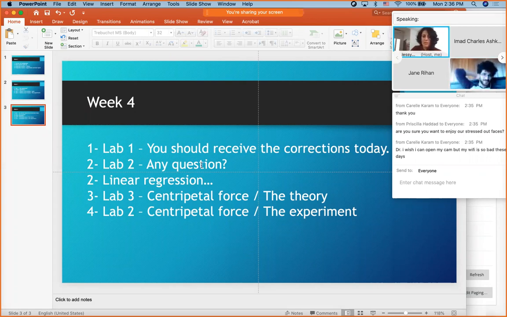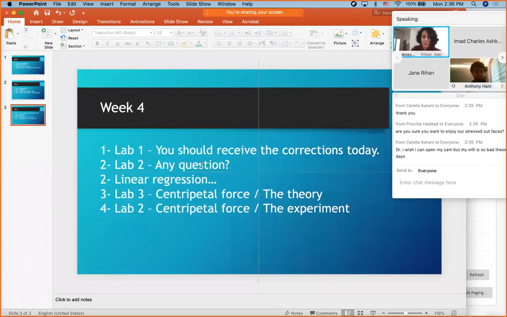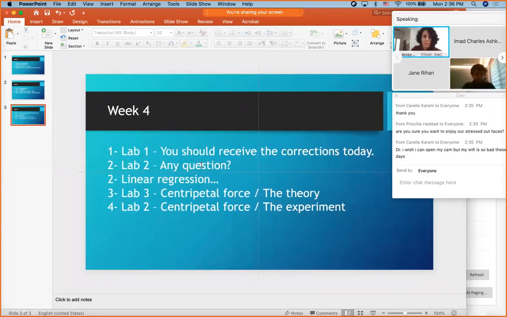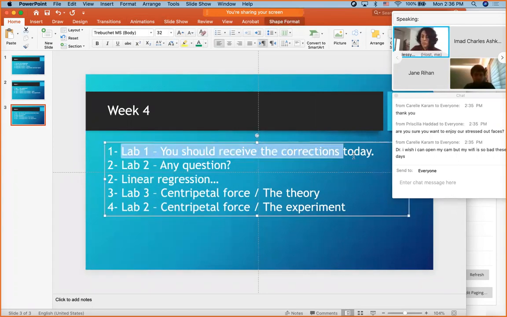So this is the plan for week 4. And as you know, you are ahead of the Tuesday section. That's why I'm writing those, just to be able to follow with them the same plan. I would just want to say that lab 1, you should receive the corrections today.